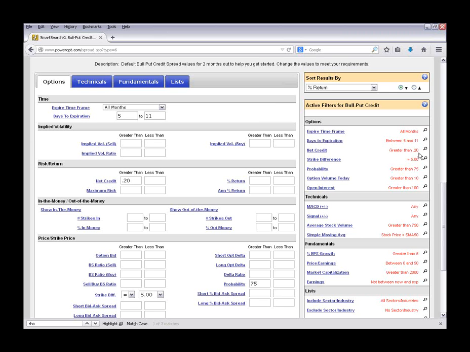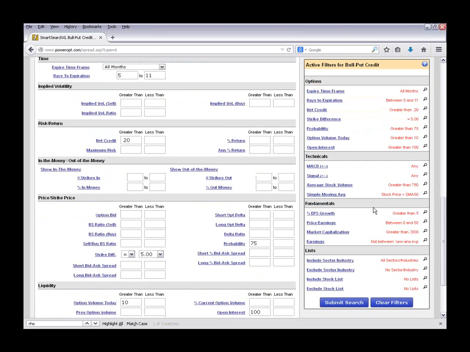I want a minimum credit of 20 cents. I want a strike difference of 5. Of course, we could have set that to between 5 and 2.5 or any range you wanted to. But I want a probability, of course, of greater than 75%, and I want good liquidity on my options, and I need to look for stocks that match the structure of the trade, the strategy itself. I'm looking for neutral to bullish stocks. Let's go ahead and submit that search and see what we get.